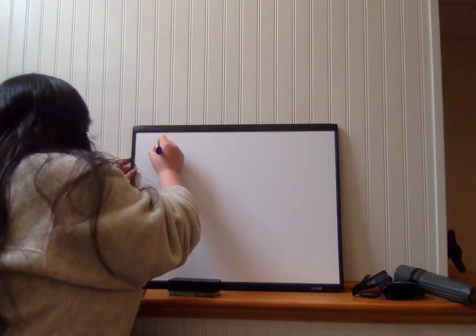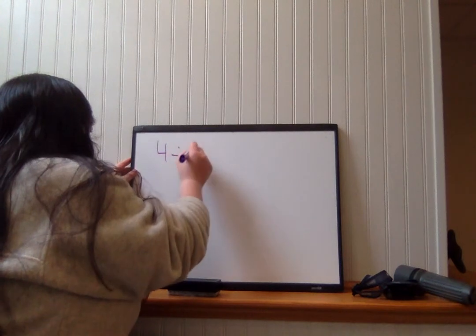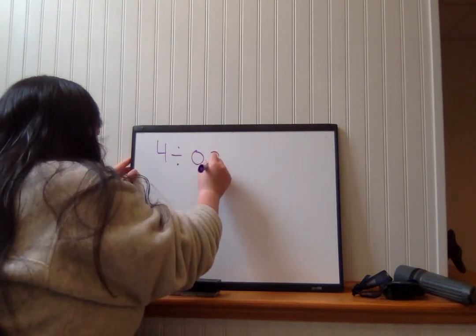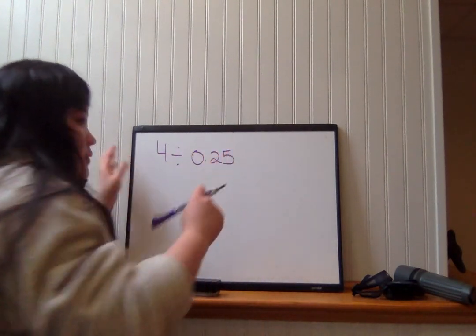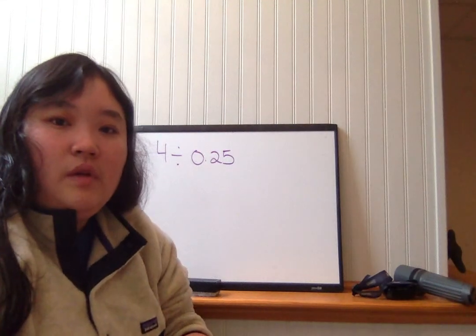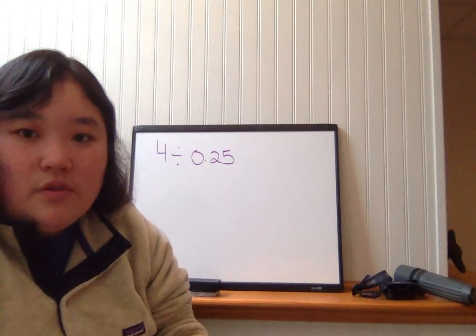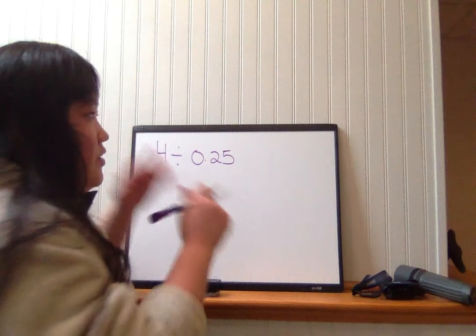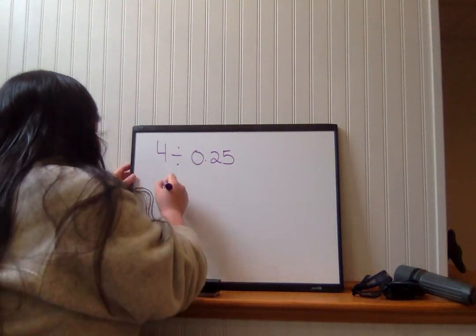So we have a problem that says 4 divided by 0.25. So how are we going to do this problem? Don't freak out, we got this. So, I'm going to rewrite the problem as this.